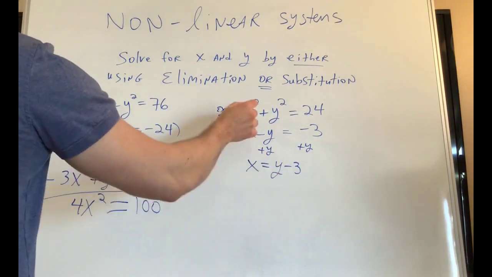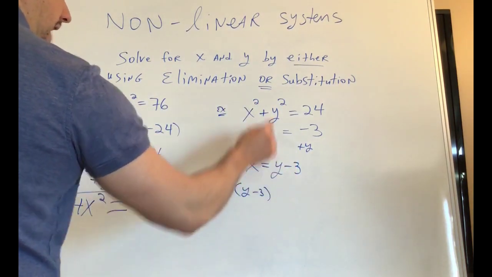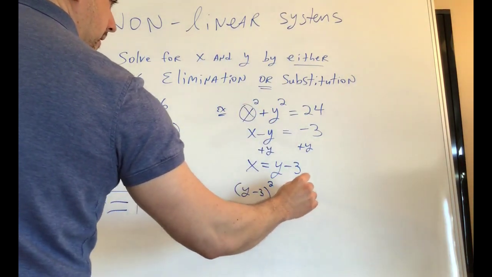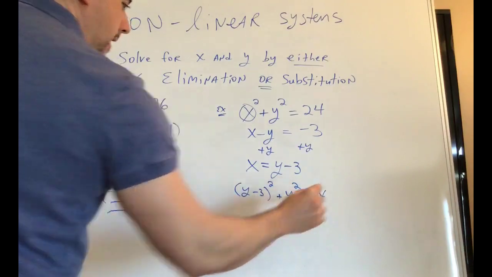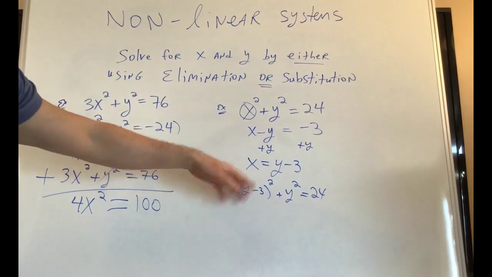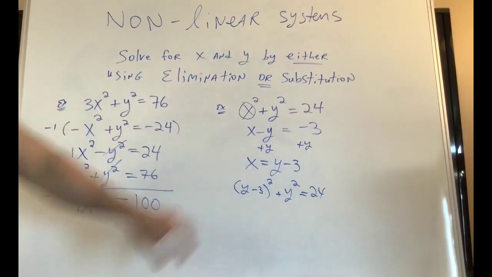And now I'm going to replace x with y minus 3. So wherever I see x, I'm going to put y minus 3. Now I multiply this out. Y squared minus 6y plus 9, and so on. And you continue from there. All right, so this is substitution.